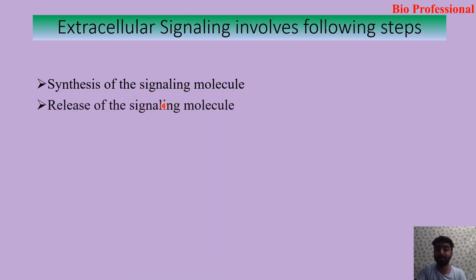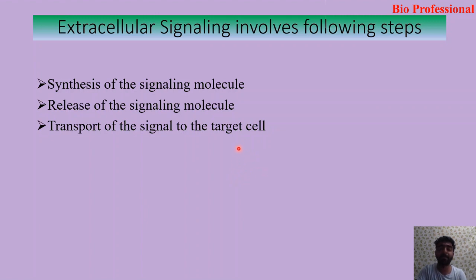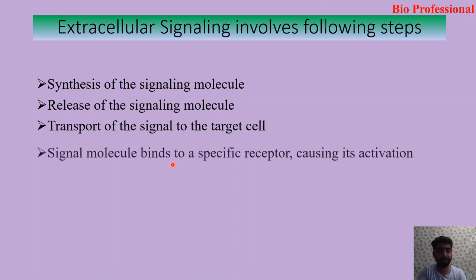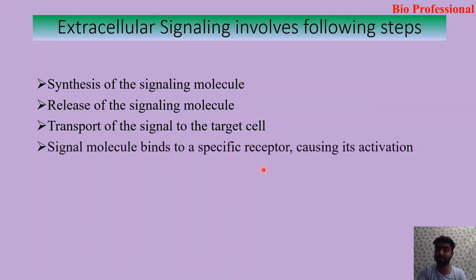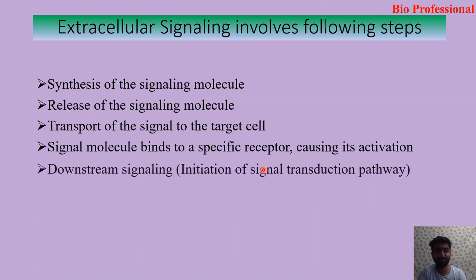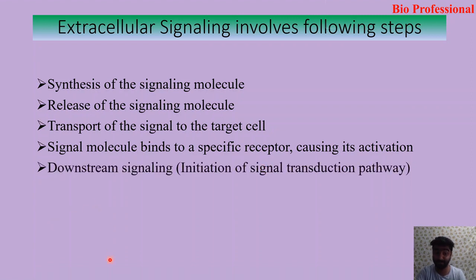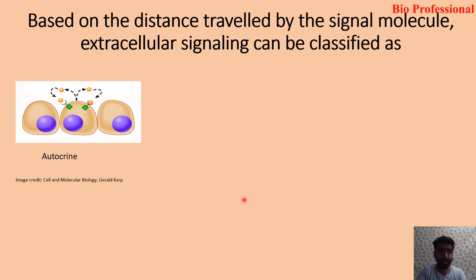After synthesis, the signaling molecule is released from the signaling cell, and then comes transport of the signal to the target cell, because when one cell releases a signaling molecule, it travels some distance and binds to the receptor of the other cell. This process is called transportation. Then the signal molecule binds to a specific receptor, causing its activation. After that there will be downstream signaling, which we call the signal transduction pathway.